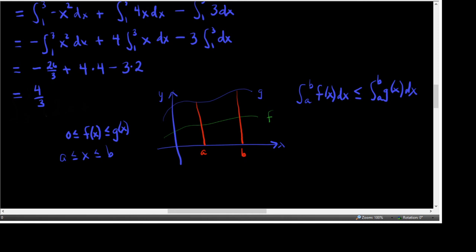So in theorem 4.8, if f of x is non-negative, then the integral from a to b of f of x dx will never be negative. It'll always be 0 or bigger. And if f and g have the kind of relationship we just described, for every x in the interval, then the integral from a to b of f of x dx will be less than or equal to the integral from a to b of g of x dx.